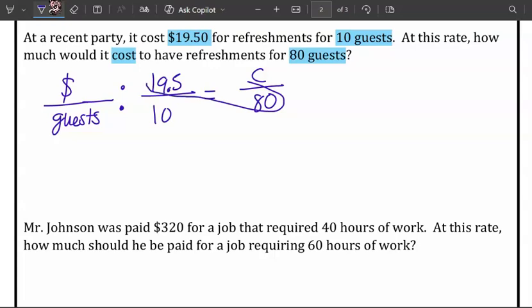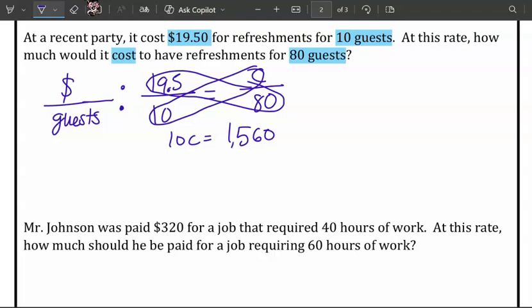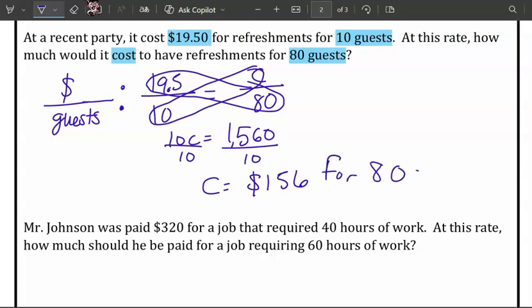Okay, cross multiply. 10C equals 1,560. Okay, divide each side by 10. So the cost is going to be $156 for 80 guests.